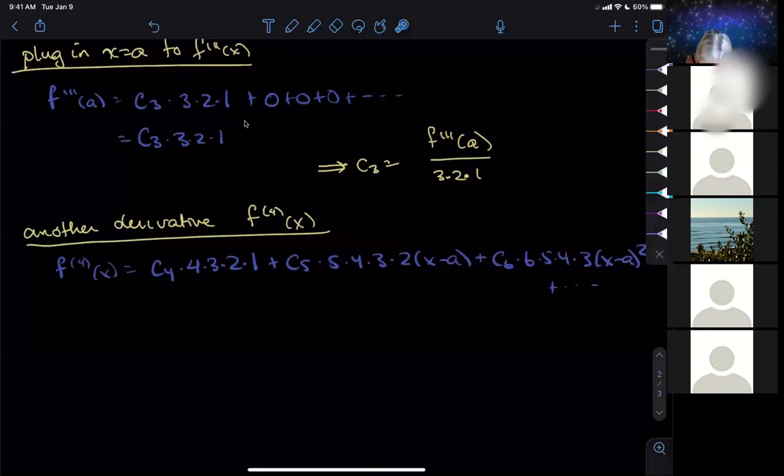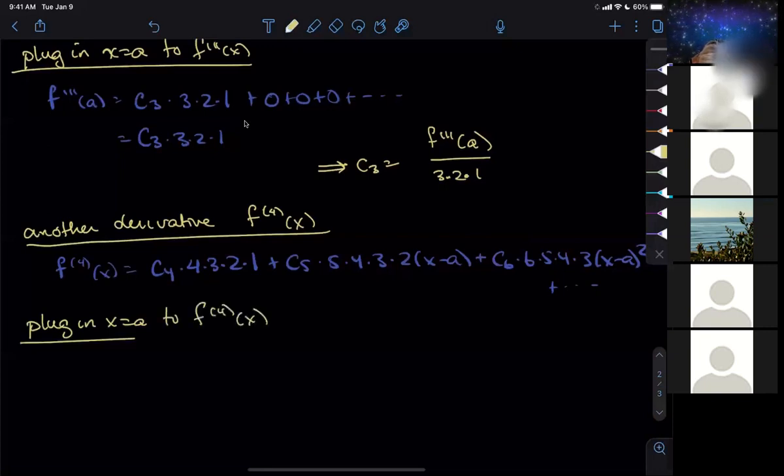And you can see where all these pieces came from, right? First we had to the 5th power, and then when we pulled that 5 down, we had to the 4th power, and then we pulled that 4 down, we had to the 3rd power, and we pulled the 3 down, we had to the 2nd power, and pulled the 2 down. You can see the factorial building. So we'll do this last piece, plug in x equals a to the 4th derivative. And f fourth derivative at a is C4 times 4 times 3 times 2 times 1 plus a bunch of zeros.